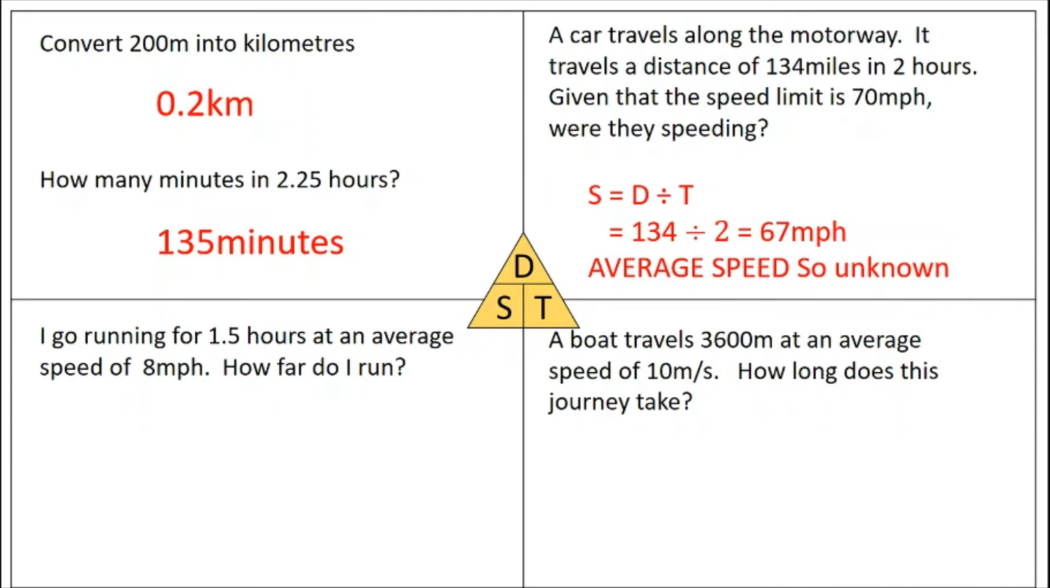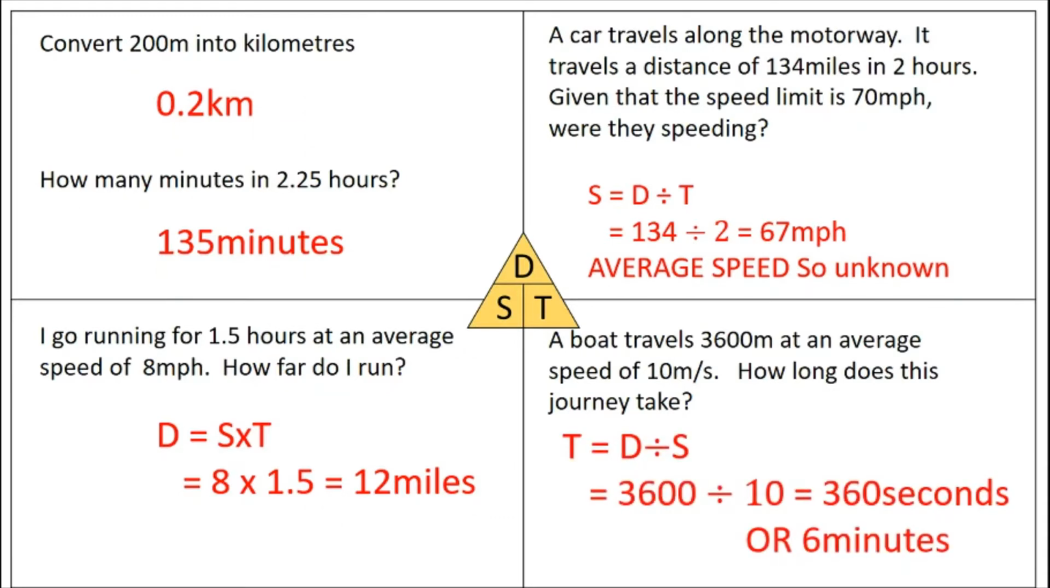The next one, distance is speed times time. 8 times 1.5, 12 miles. And the final one, 3,600 divided by 10 gives us 360 seconds or 6 minutes.